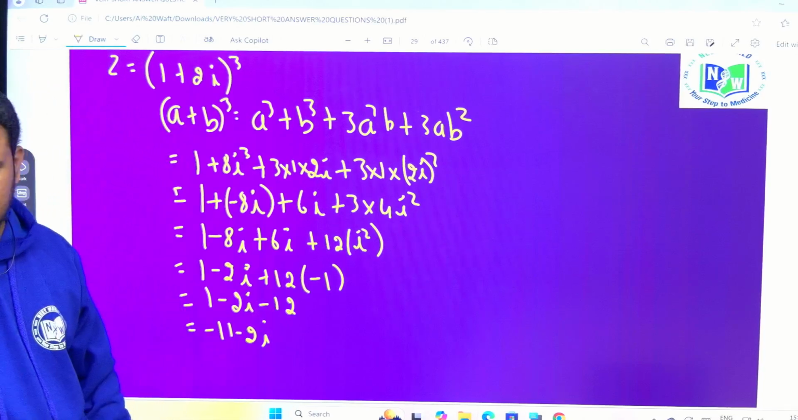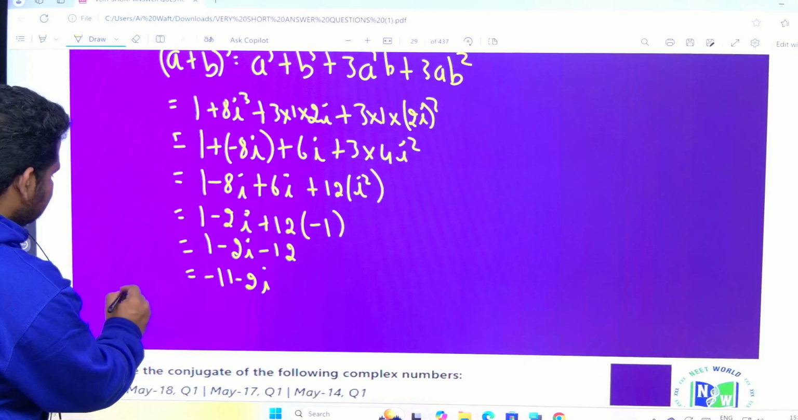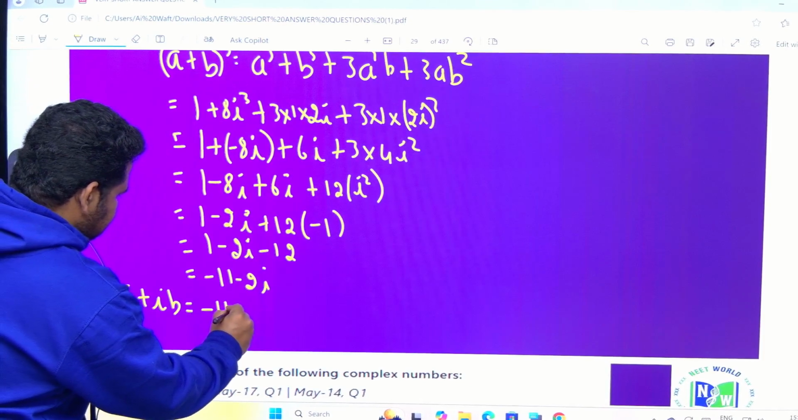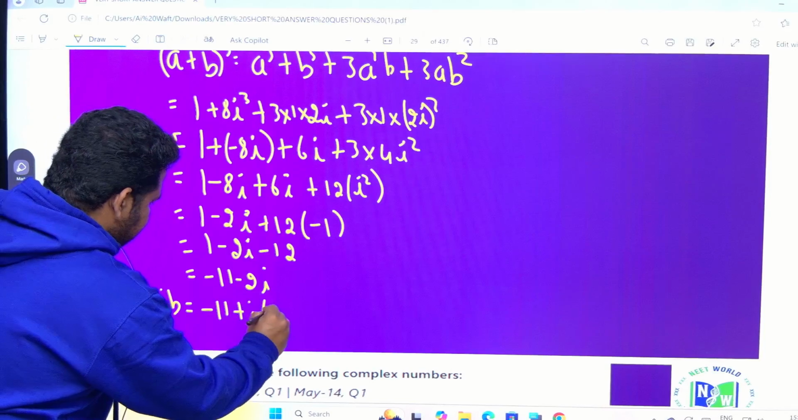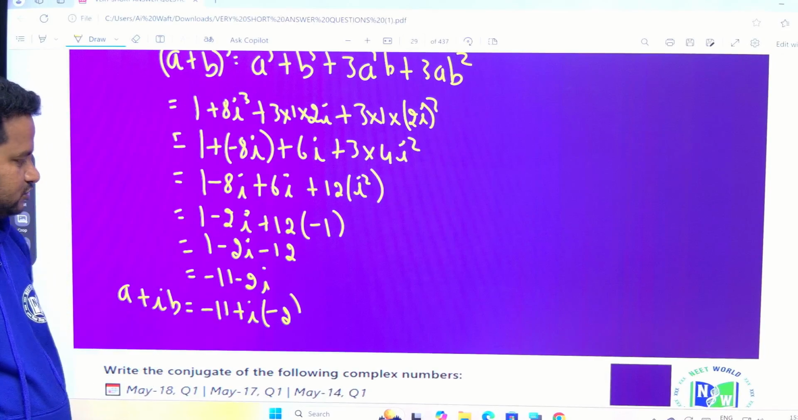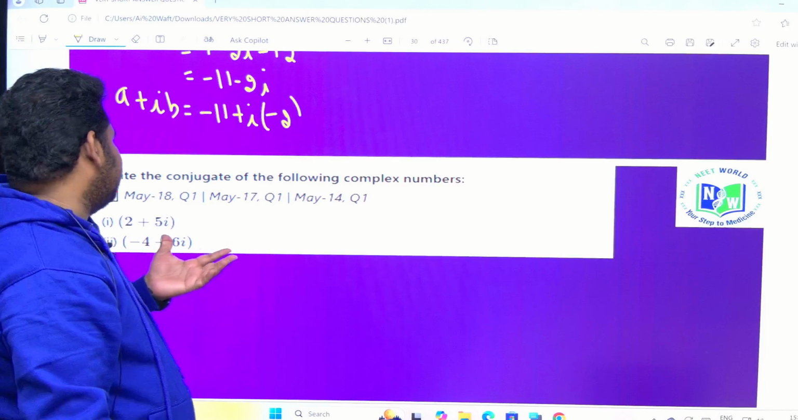So we have done minus 11 minus 2i. Here A is minus 11 and B is minus 2, in the form A plus iB. We have done with this question. So this is how you have to express it in the form of A plus iB.